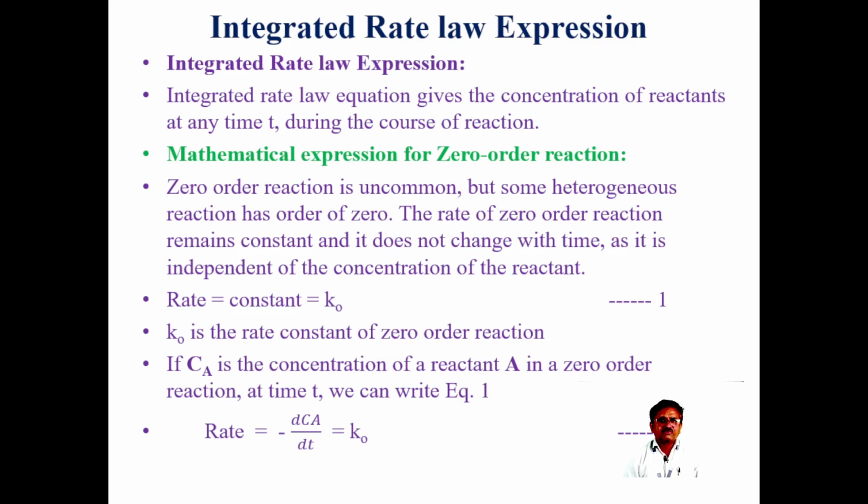So, rate equals a constant, that is k0, for zero order reaction. k0 is the rate constant for zero order reaction. Let us consider that CA, C subscript A, is the concentration of a reactant A in a zero order reaction at time t. We can write equation 1 as rate equals the rate of change in concentration of reactant, that is minus dCA divided by change in time dt, that equals k0. Give this equation number 2.